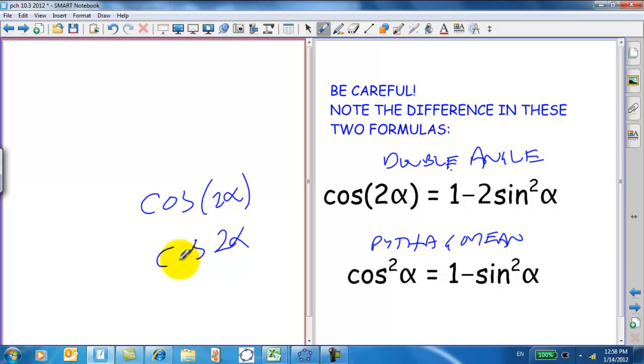You should interpret that not as cosine of 2 times alpha, but when you see it written like cosine 2 alpha like that, just assume it means the parentheses around there. So you're taking the cosine of that whole angle.